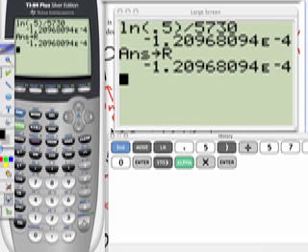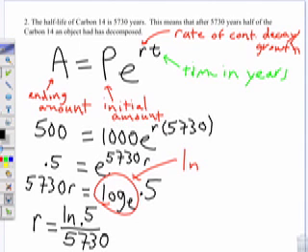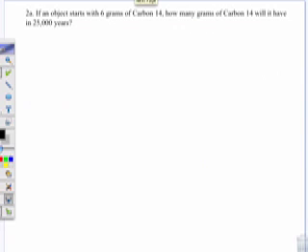Okay, so then store. Type it in first, then do the store. So now we went back to the problem. All right, so we know what our R is.